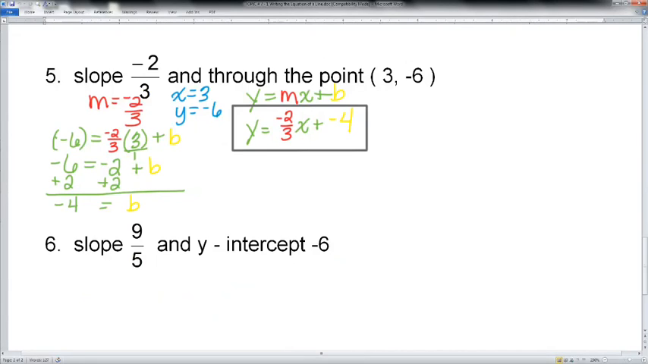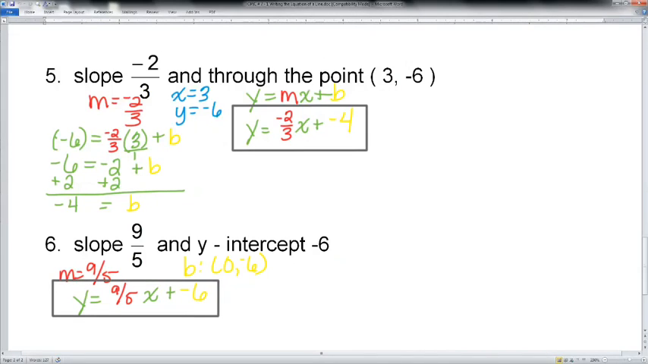All right, number 6. Slope of 9/5, so my m is 9/5, and a y-intercept of -6. So once again, that's good. Y-intercept means that's my b. So my b is, excuse me, -6. So I can just go ahead and put it in y equals mx plus b form. Y is equal to my m, 9/5, x plus -6. And that is my final answer.